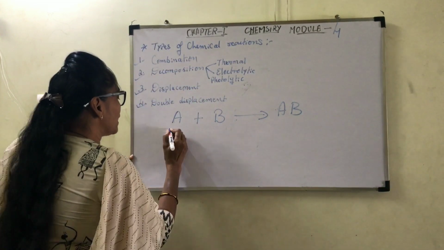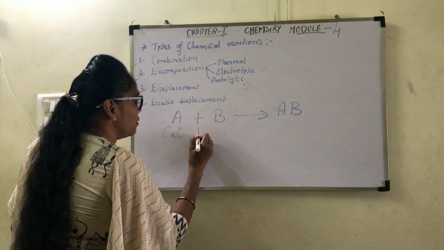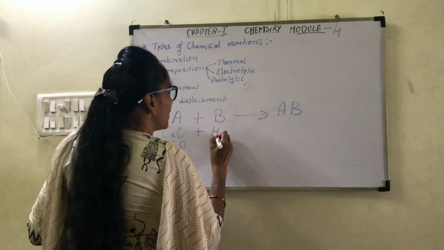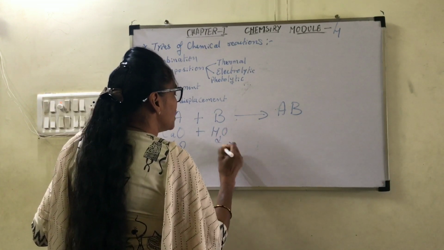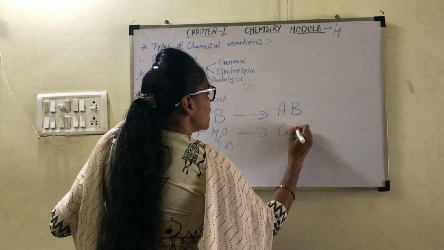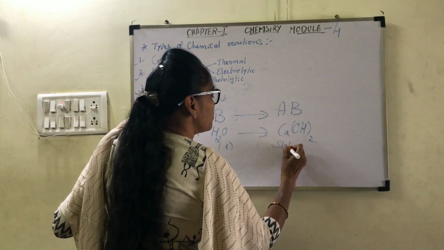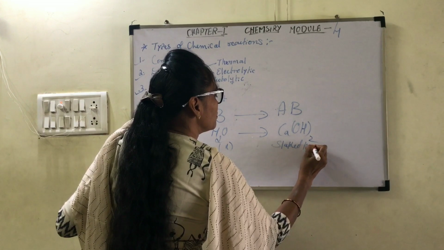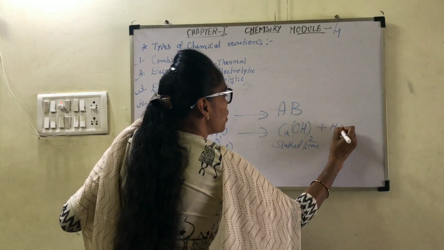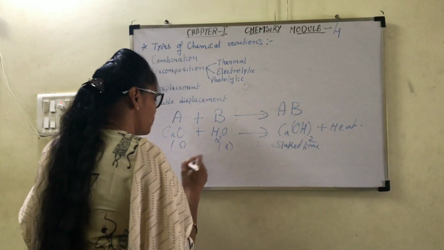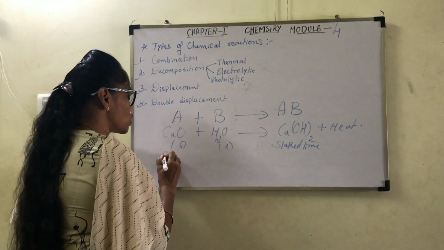Take quicklime, calcium oxide, which is solid. When it reacts with water, which is in liquid state, it gives Ca(OH)2. This is slaked lime, plus an enormous amount of heat is given out. Now this is called quicklime.